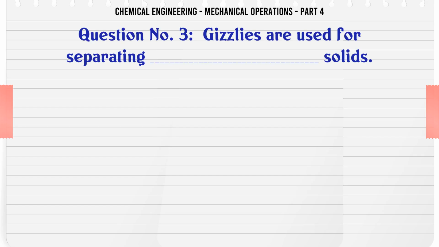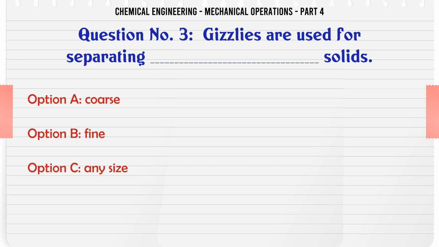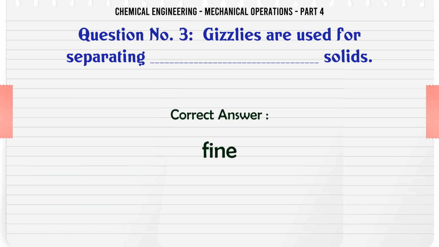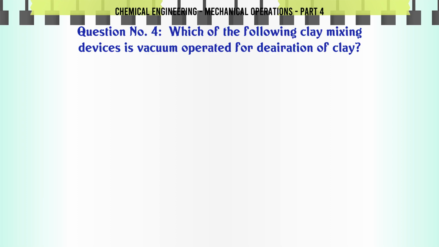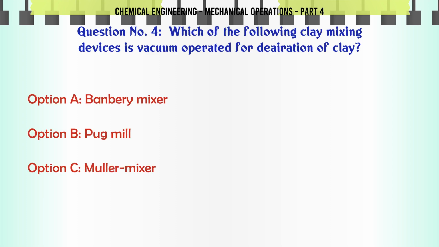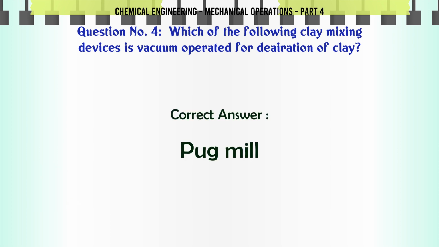Grizzlies are used for separating solids. A. Coarse. B. Fine. C. Any size. D. None of these. The correct answer is coarse. Which of the following clay mixing devices is vacuum operated for deaeration of clay? A. Banbury mixer. B. Pug mill. C. Muller mixer. D. None of these. The correct answer is pug mill.